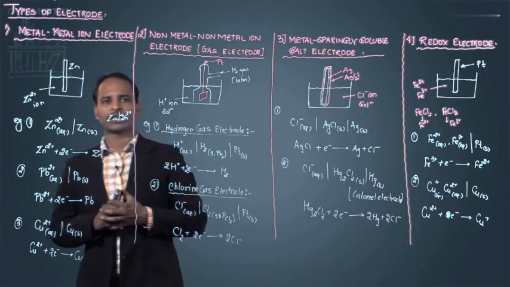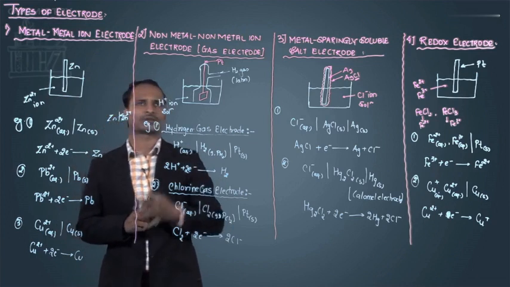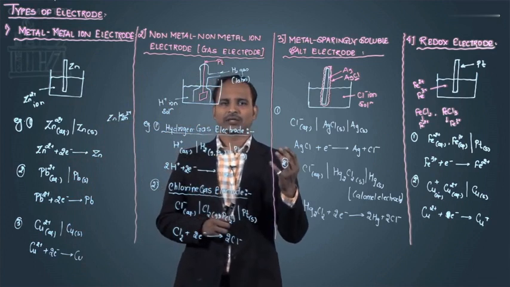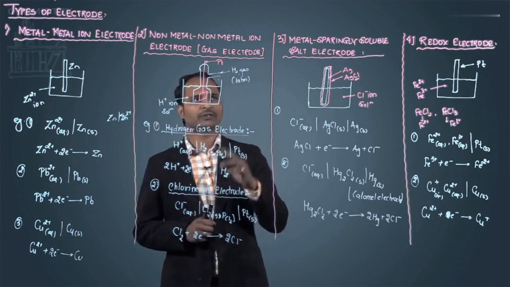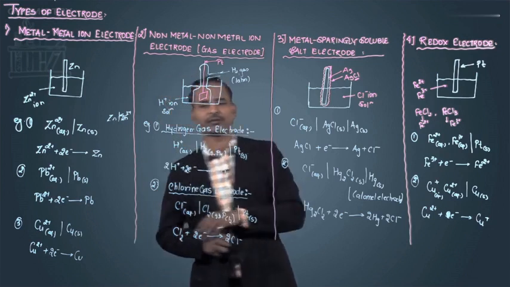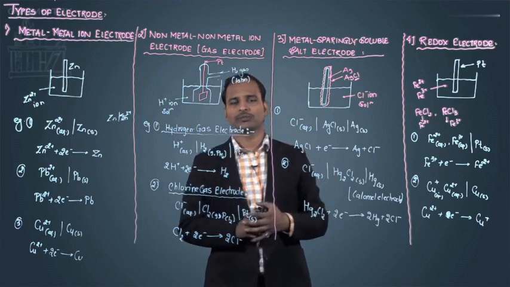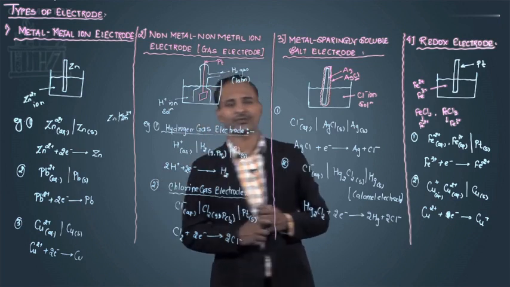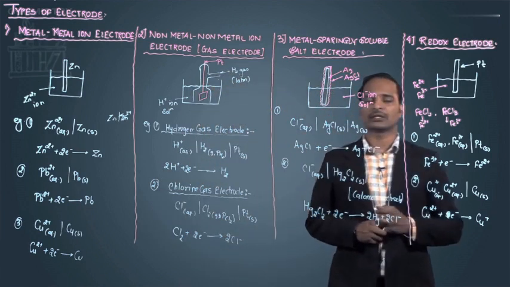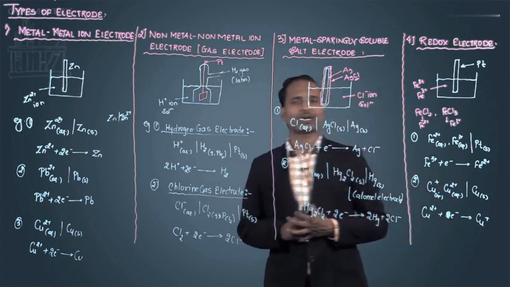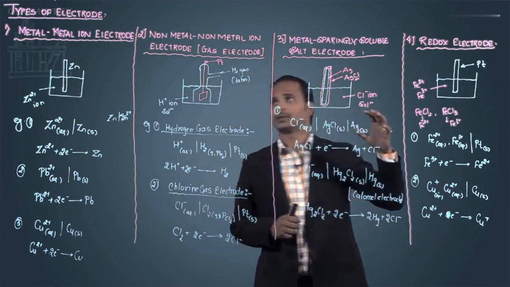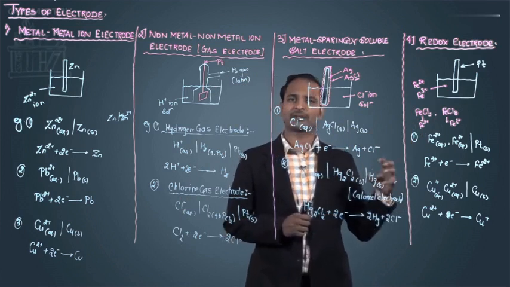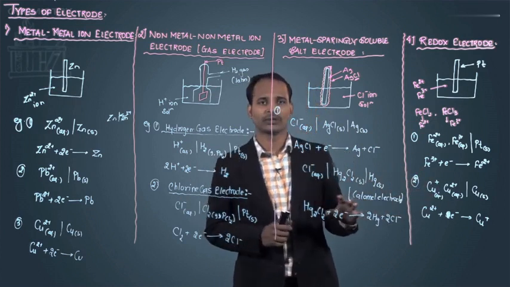So we have overall 4 types of electrode. The first one is the metal ion electrode. Then the non-metal ion electrode, which is also known as the gaseous electrode, where we pass a gas, and the gas and the solution contain the same ions. Then the metal sparingly soluble salt electrode, where a metal electrode is coated with a sparingly soluble salt of the same metal, and it is placed in a solution which contains the same ion which is present in the salt. And then the redox electrode, where the electrode is again inert in nature, and the solution contains the metal ions with a different valency. So these are the 4 types of electrode which we have.